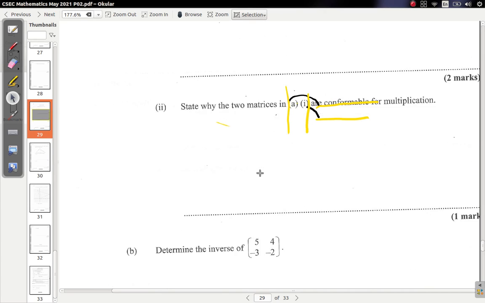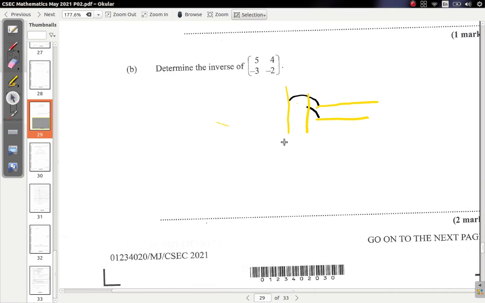Next, we are to find the inverse of 5, 4, negative 3, negative 2. We will do that in our next video.